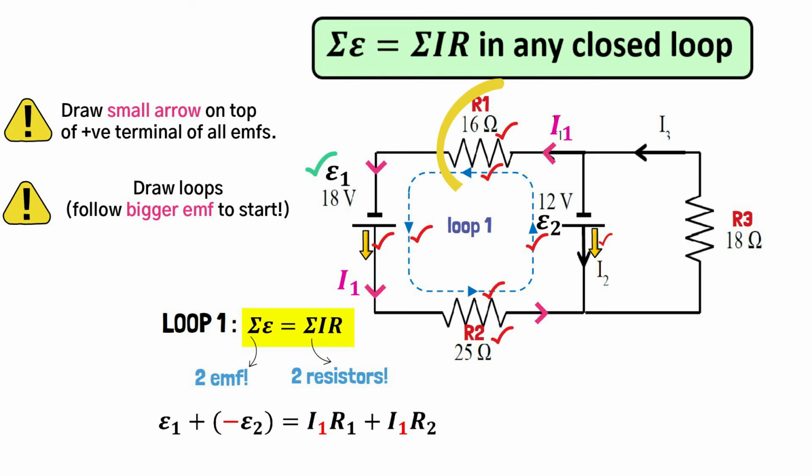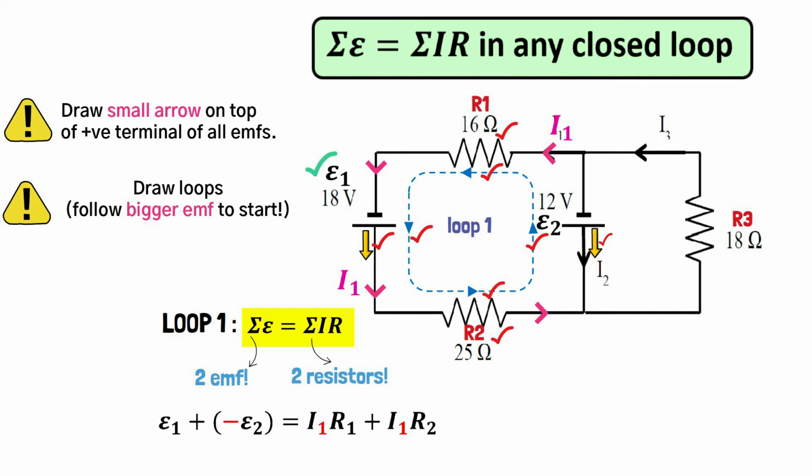So, I1 and the loop is the same direction. So, positive value. And plus I1 R2. Sama juga. I1 yang lalu dekat R2, same direction dengan loop yang kita lukis. So, dia akan jadi positif. Okay? So, selesailah kita punya equation yang pertama ni.